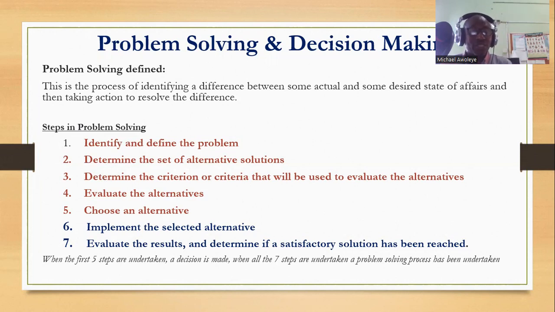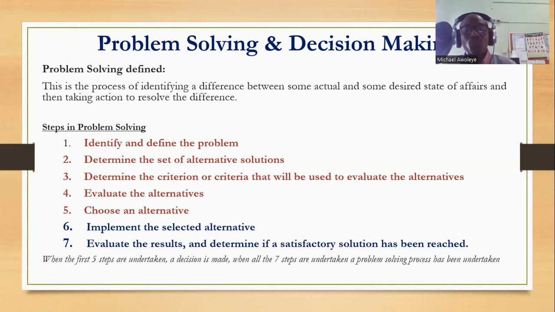You have not assessed your decision. So the assessment is the evaluation of the result, which is taking place in item 7. So when you have implemented the selected alternatives, and then you have evaluated the results, this is the problem solving approach. What I'm saying in essence is items 1 to 7 represent what we refer to as the problem solving approach.